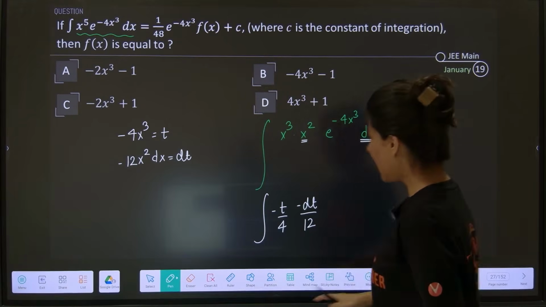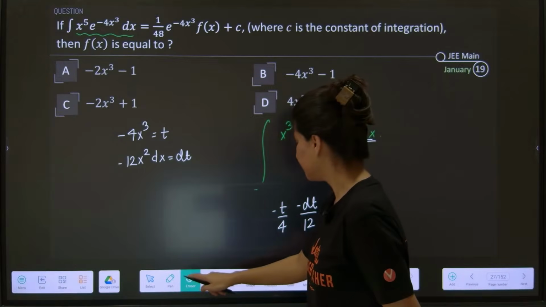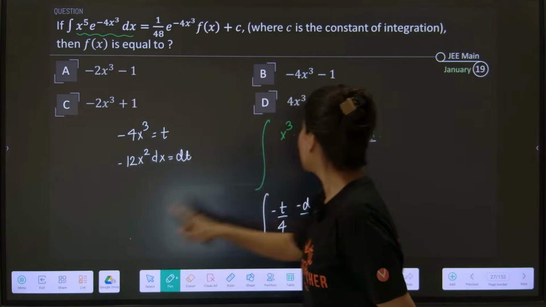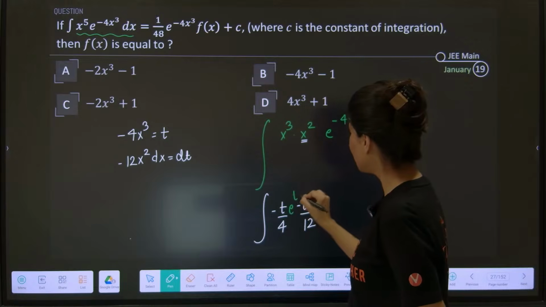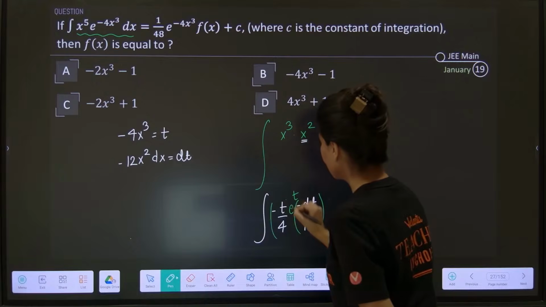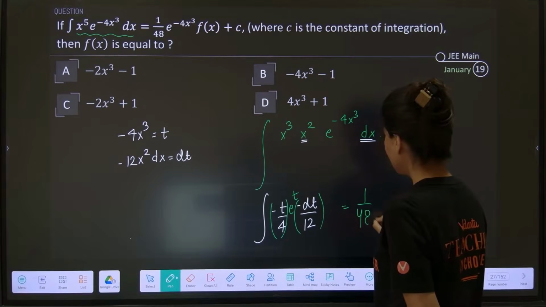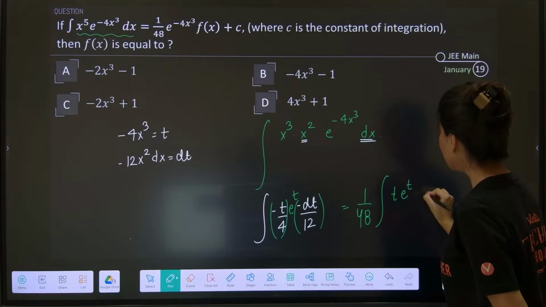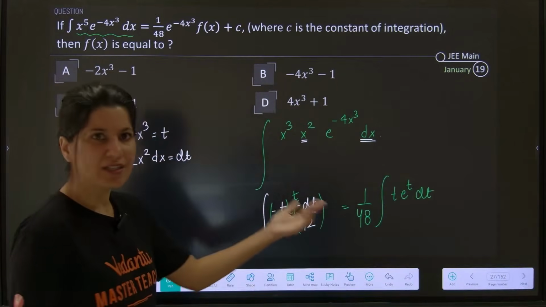One more thing. We have, can you see this e power t? E power t is also there. So finally, what do we have? 1 upon 48 integration of t e power t dt. Now this is much easier. This looks much easier, right or wrong?